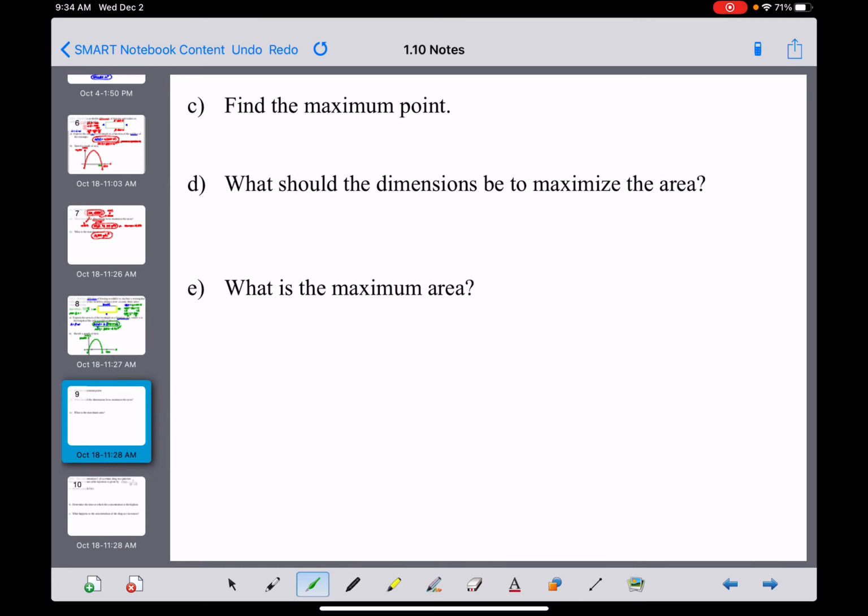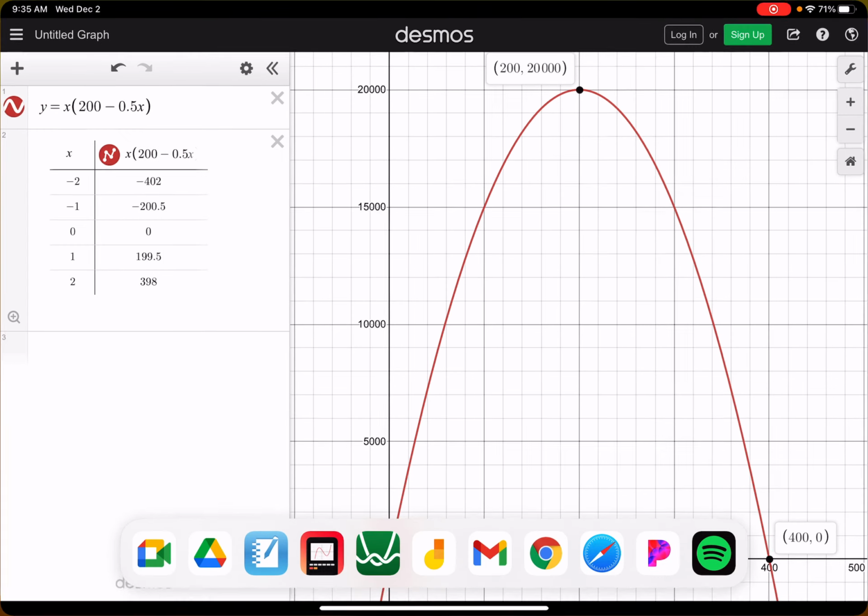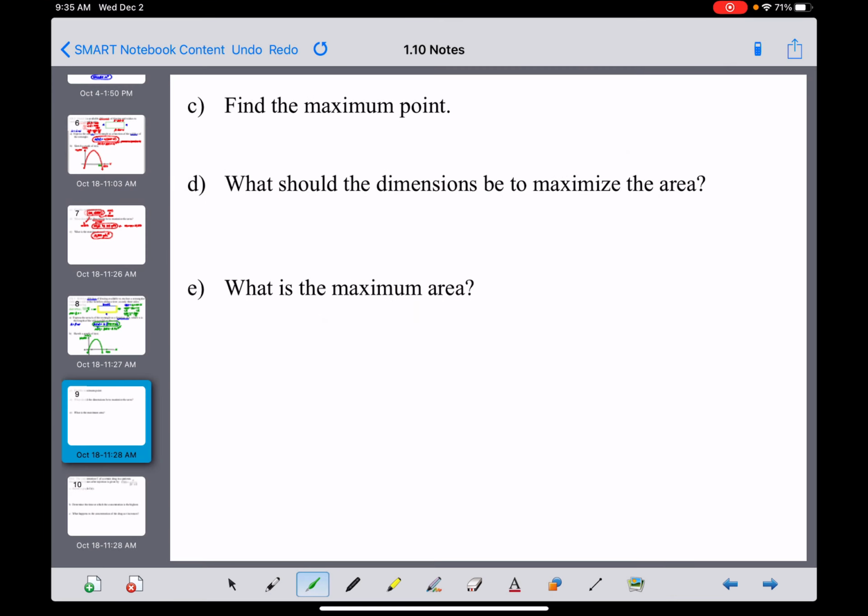Okay, so then it says find the maximum point. So that's where, on Desmos, we're just going to look at that top point there. So I clicked on it earlier, so 200 and then 20,000. If you're using the graphing calculator, then you would do second, calculate, maximum, left bound, right bound, and then intersect.